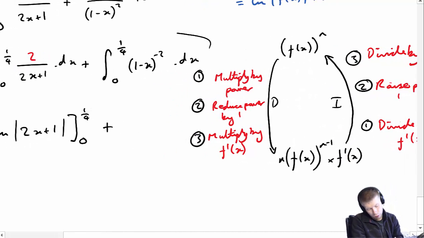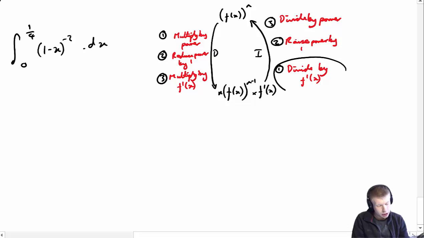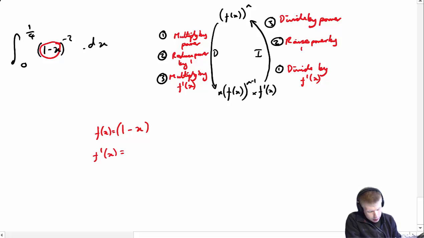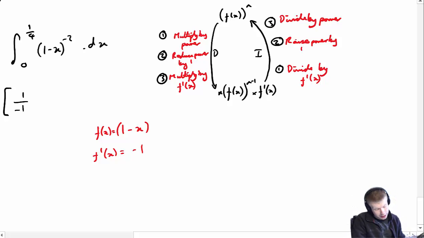So let's have a look at this then. First things first, I'm going this way, remember, because I'm integrating. So I need to divide by the derivative of my function. Well, my function is 1 minus x, the thing inside the brackets. So the derivative of that is going to be negative 1. So I need to divide by negative 1. That's the first thing.